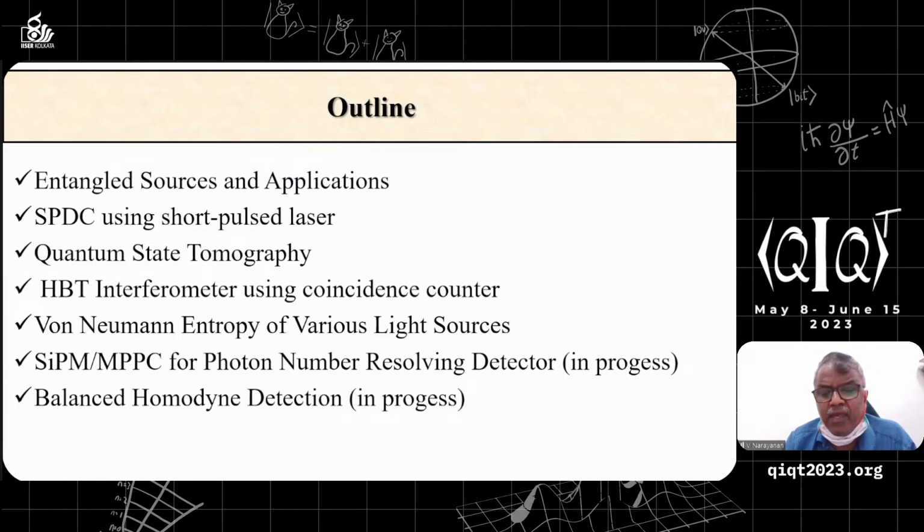Also, another interesting thing is the balanced homodyne detection, which looks at the Wigner function of a given state as an experiment. What are the essential ingredients to build such a thing and how to go about it. Even though we have not completed the experiment, it has been quite a good learning curve for us. I will briefly discuss that because the Wigner function is very interesting.